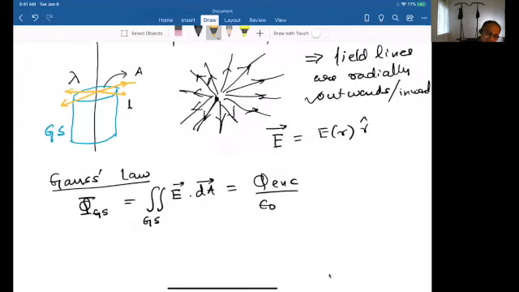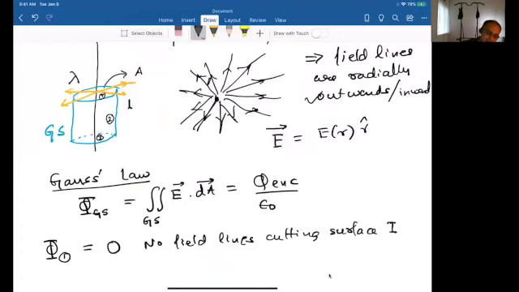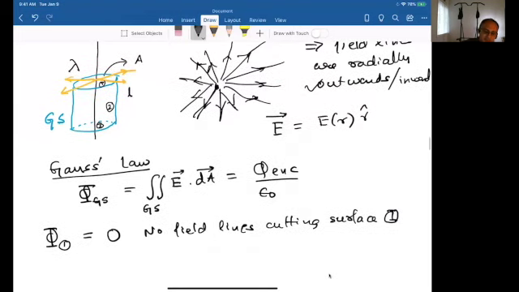Let's call the top surface surface 1, the curved surface surface 2, and the bottom surface surface 3. So the flux over surface 1 is going to be 0 because none of the field lines are cutting that surface. What about the flux over the bottom surface? It's exactly the same thing. The field lines are all skimming the bottom surface, and I can also draw a couple for you. Since they're radially outwards, the total flux over the bottom surface is 0 for exactly the same reason.